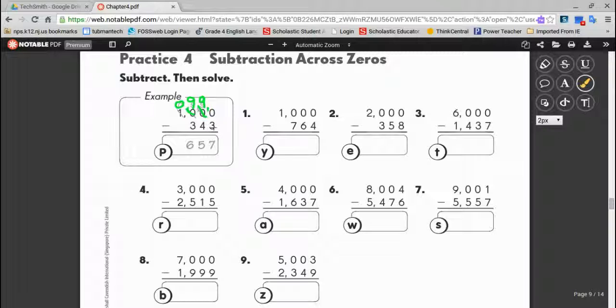10 take away 3 is 7. 9 take away 4 is 5. 9 take away 3 is 6, and then that 0 goes straight down. So your final answer is 657. So let's do one together.